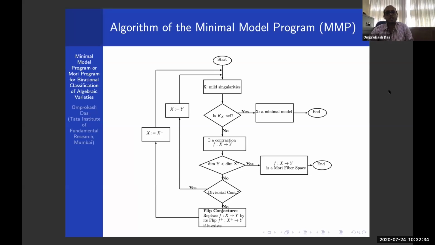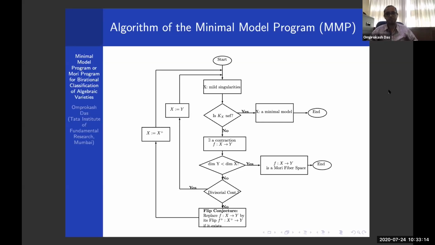So start with a variety X with mild singularity. Again, for our purpose, let's assume that X is smooth. Remember what you want to do. Our objective is to look at the equivalence class of X and find a minimal model in the equivalence class that is minimal in some sense and also has good singularity. Possibly not smooth, but at least mild singularities. Whatever we do in this diagram, every step, the output will live within the equivalence class. Originally we defined the equivalence class using the birationality relation.